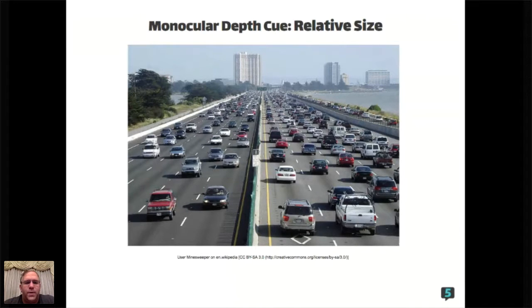But if you look at some of the cars in the front of the picture, you can see that they're a certain size. But if you look at some of the cars in the background, those cars are roughly the same size in real life, but in the picture, they're rather small. What that tells you is this: when you have two objects that are known to be, relatively speaking, more or less the same size, but one appears bigger than the other, the one that appears bigger should be closer. Okay, that's relative size.